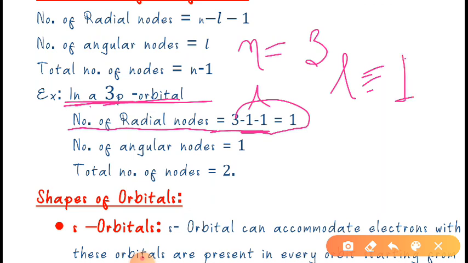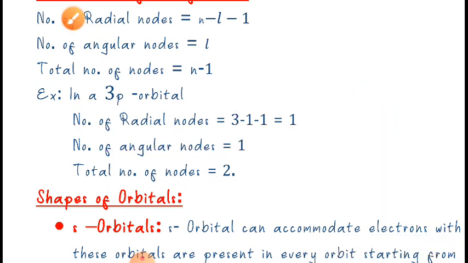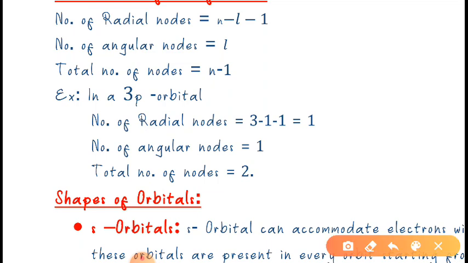After that, the angular node is equal to l, which is 1. You can see here, and the total number of nodes will be 2. In this way, when any orbital is given, we can find the number of nodes by using this formula.